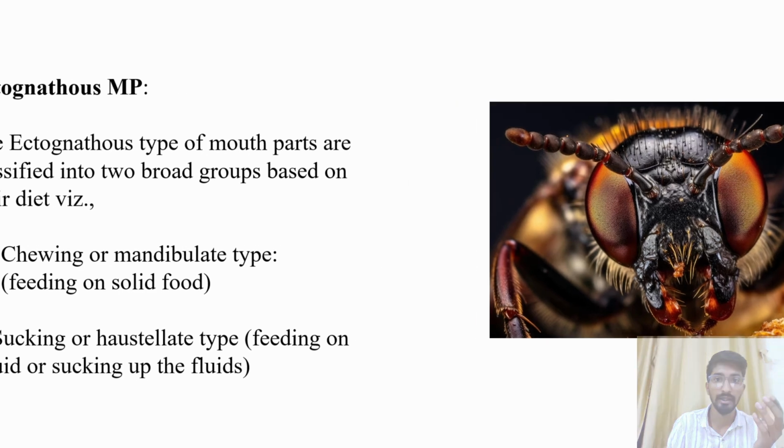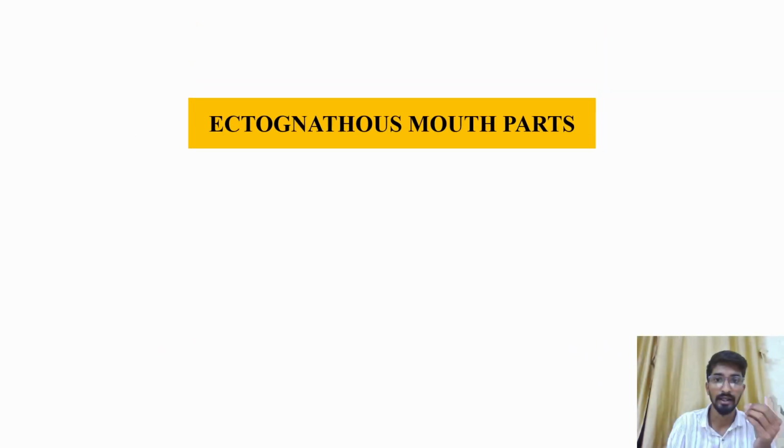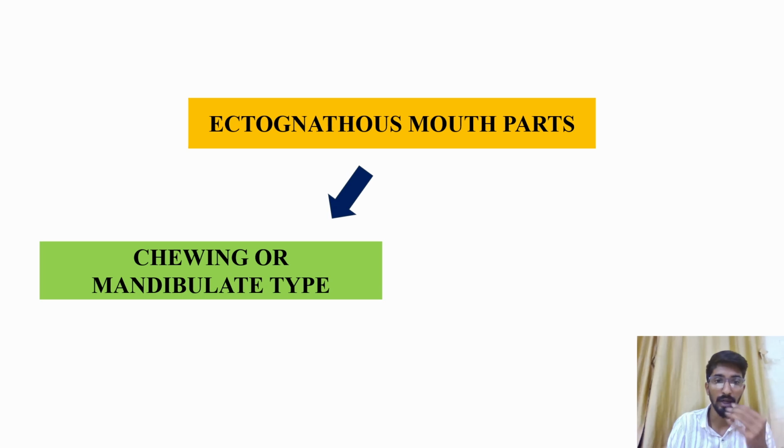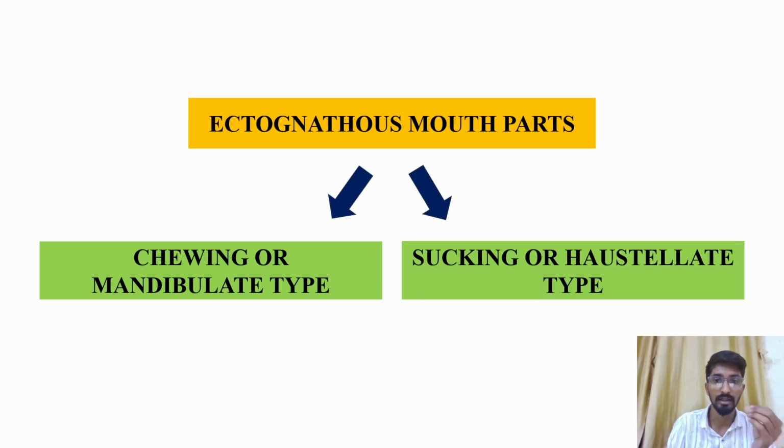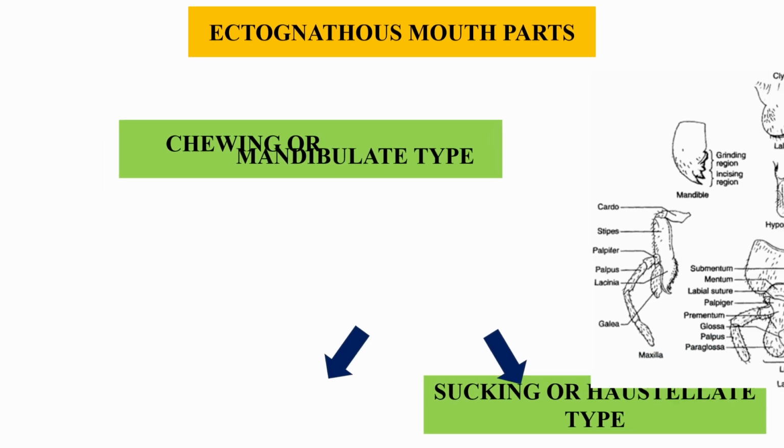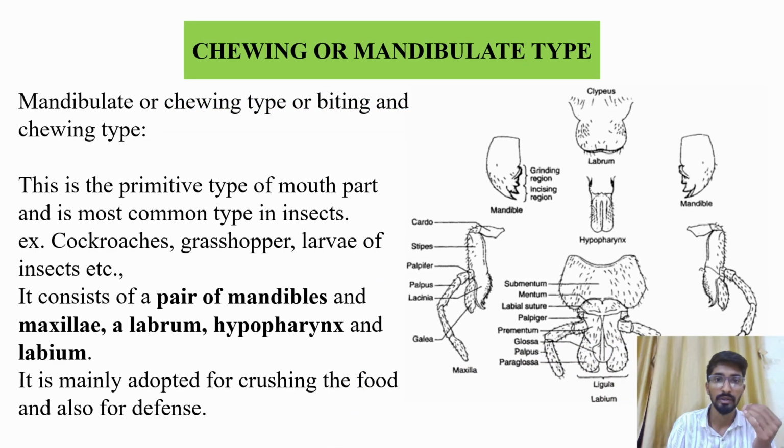And these ectognathous mouth parts are of two types, as I said. One is chewing or mandibulate type, and another one is sucking or haustellate type. Let's go to chewing and mandibulate type of mouthparts. It is also called biting and chewing type of mouthparts. It is a very basic type of mouthparts.